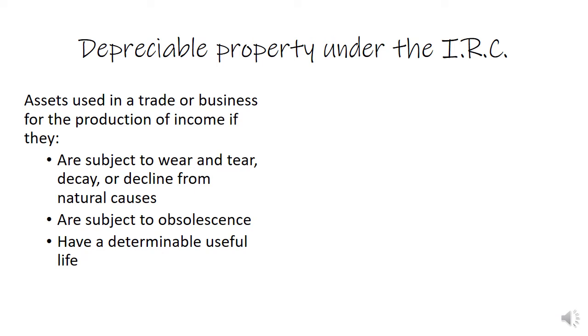Under the Internal Revenue Code, depreciable property includes those real and personal property items that are used in a trade or business or for the production of income if they're subject to wear and tear, are subject to obsolescence, and have a determinable useful life. So what does it include?